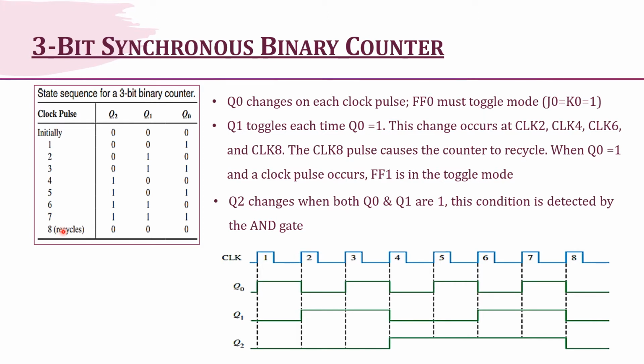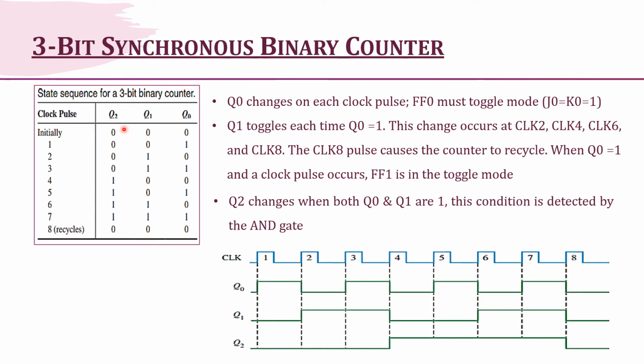The clock 8 pulse causes the counter to recycle. It reaches the terminal count, the largest value, and so we need to recycle. So when Q0 is equal to 1 and a clock pulse occurs, FF1 will be in the toggle mode. That is the case of Q1.